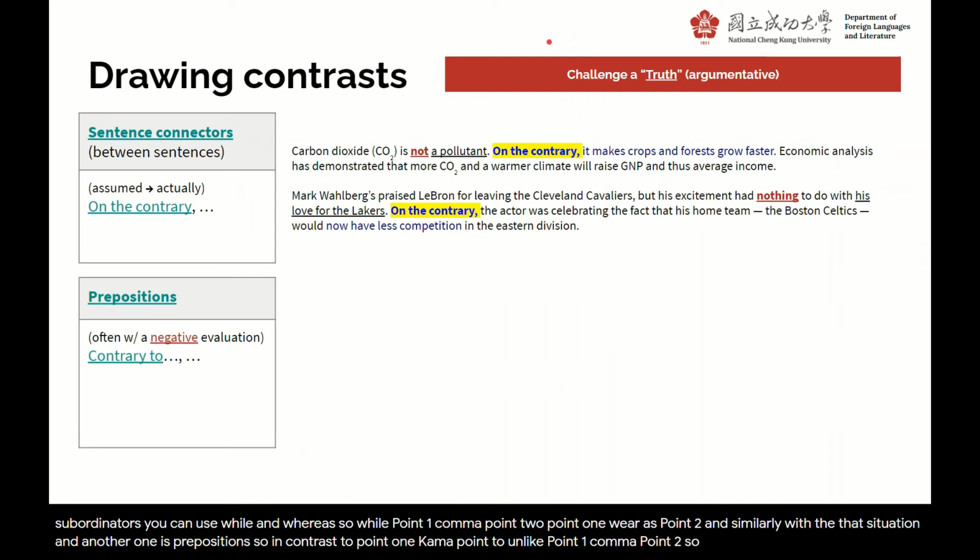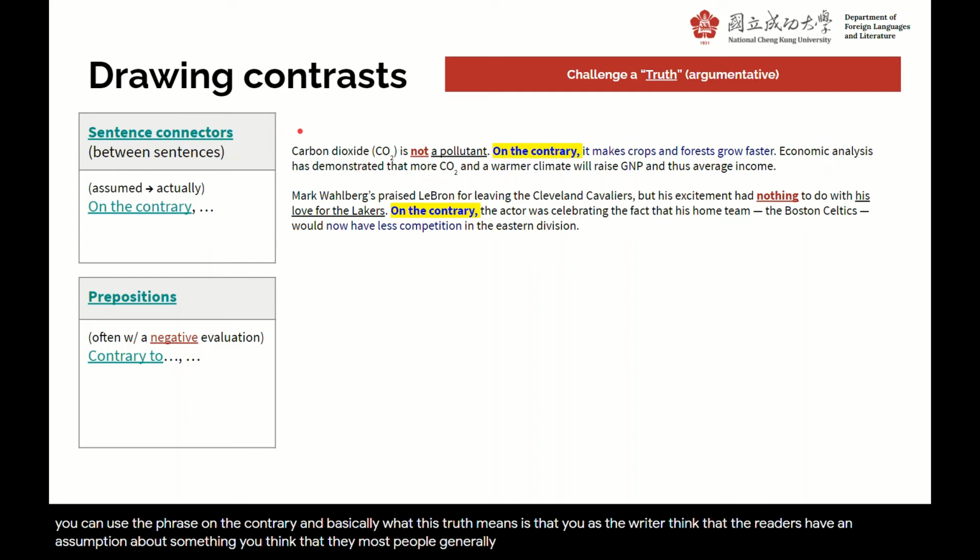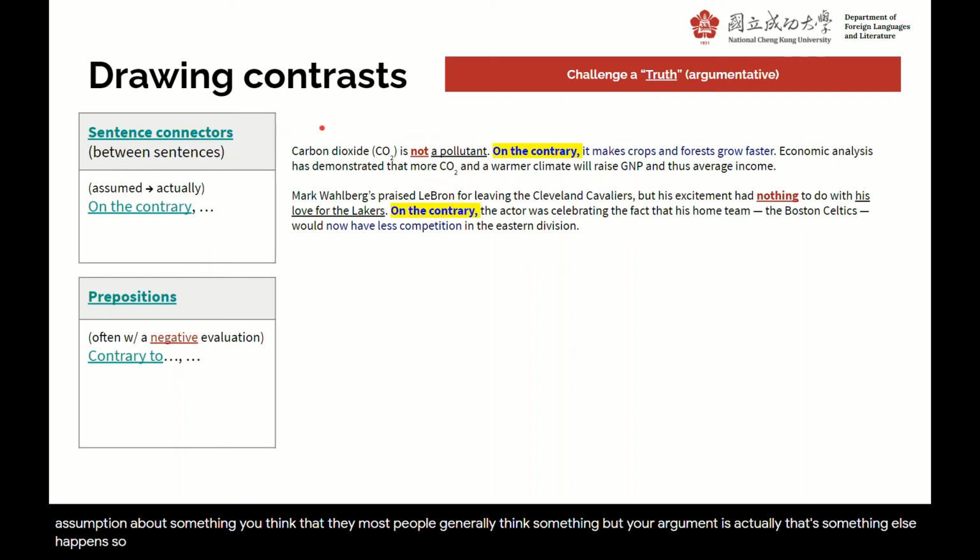So if you're going to challenge a truth, you can use the phrase "on the contrary". Basically what this means is that you as the writer think that the readers have an assumption about something. You think that most people generally think something, but your argument is actually that something else happens. So point 1 is the assumption, what they think, and point 2 is what's actually the truth.